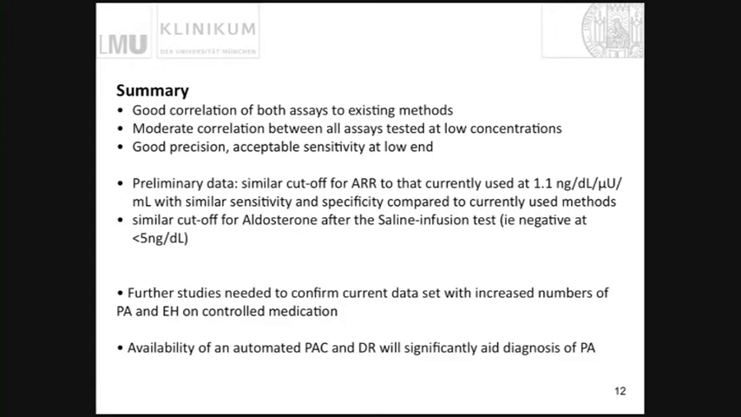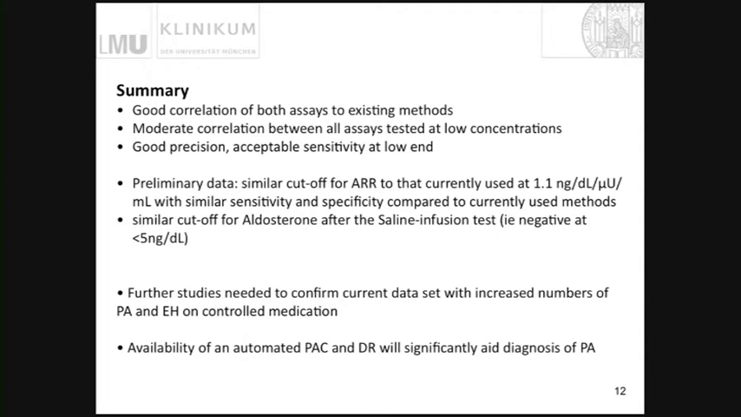The preliminary data shown here suggests that a similar cutoff for the aldo-renin ratio to that currently used, at 1.1, should be used with the ISYS. Again, using these units, nanogram per deciliter for aldo and microunits per ml for renin, with a similar sensitivity and specificity compared to the currently used methods. And also a similar cutoff for aldosterone following the saline infusion test, at 5 nanograms per deciliter, should be used.